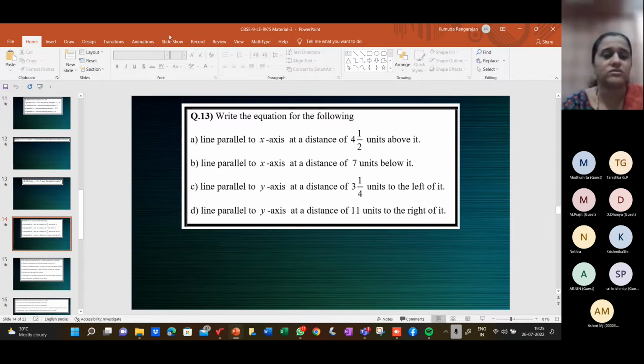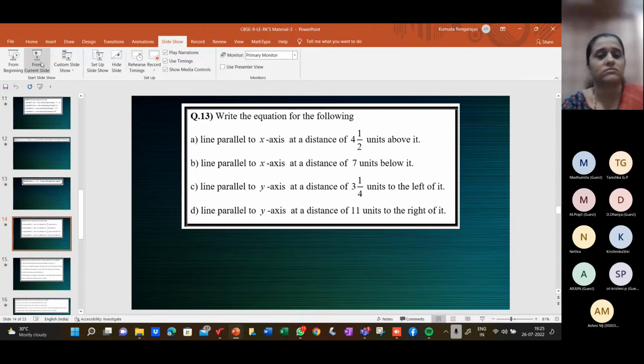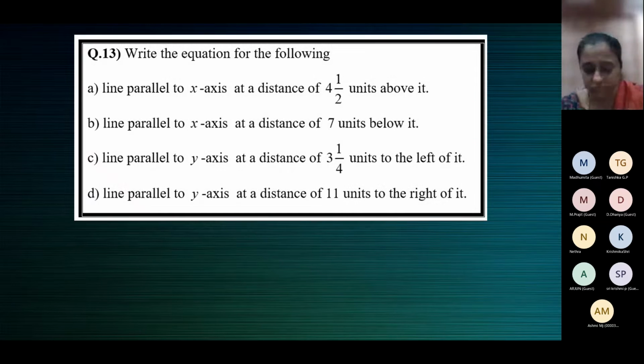Yeah, answer this question. All of you, write it down. Don't write question number 13, children. Please continue with your serial number. So write A and write the answer. B, write the answer. C, write the answer. D, write the answer. I'll give you 5 minutes for this. Yes, start working. We've just understood all this.